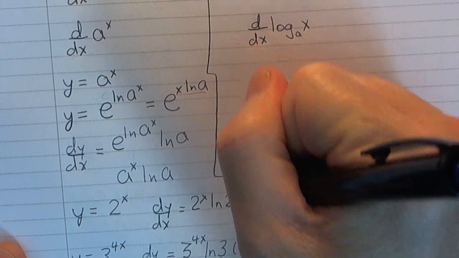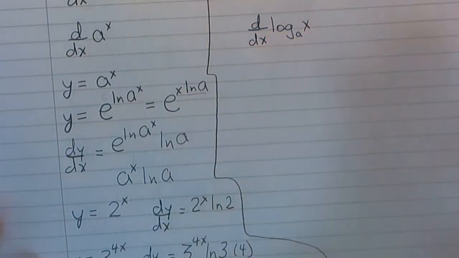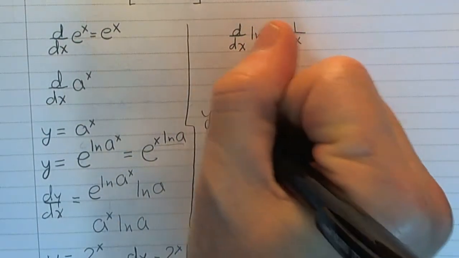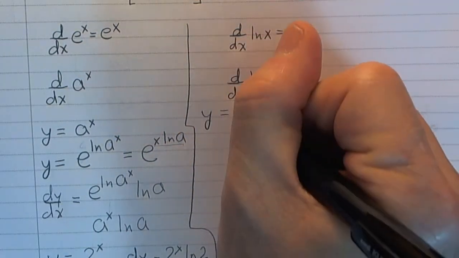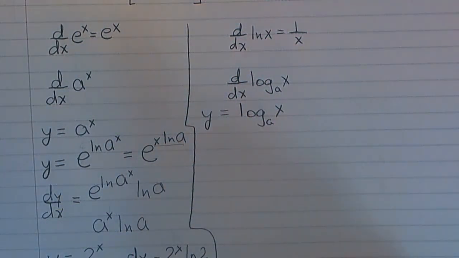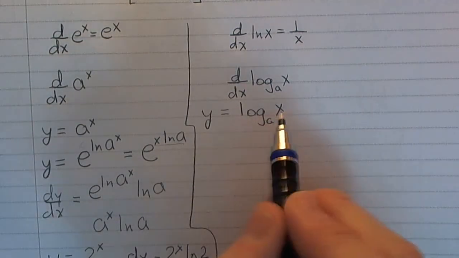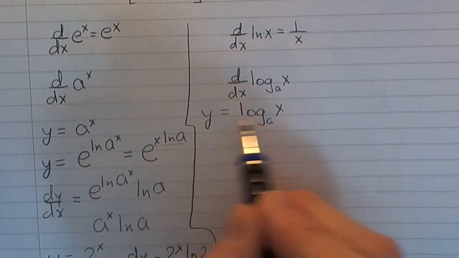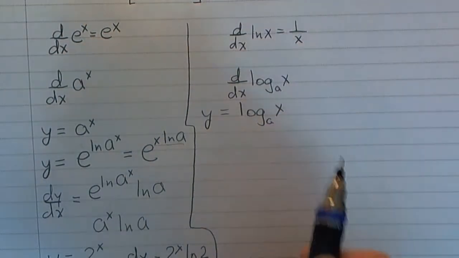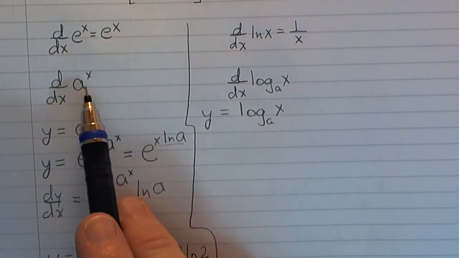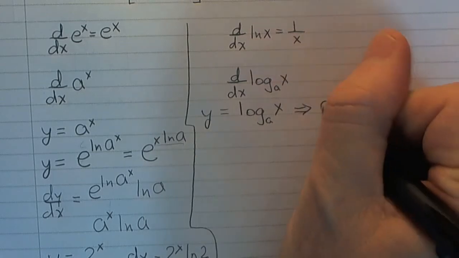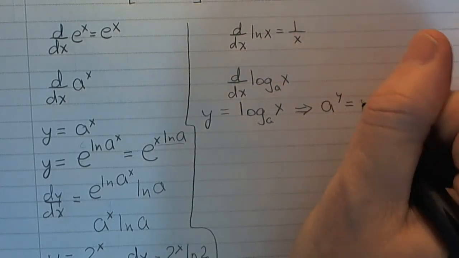Now let's look at the log part. Okay, let's look at the log part. Now, so what I have is y equals log base a of x. And what I want to do is figure out what that derivative is. So let me convert this to exponential form because I just got finished working with exponents. So let me go ahead and convert this. I've got a to the y equals x.